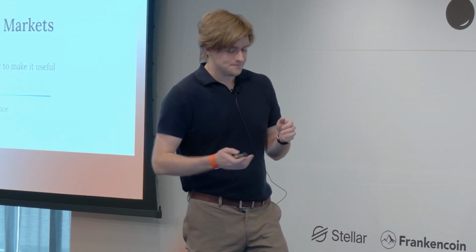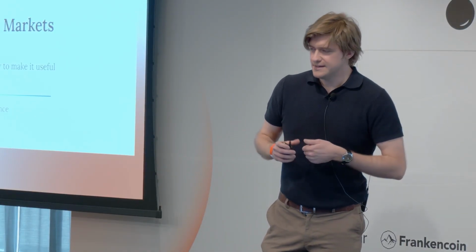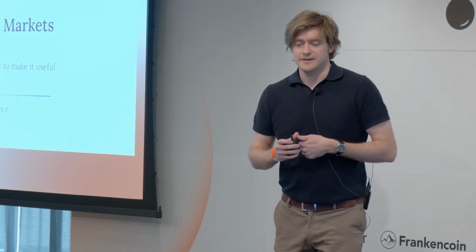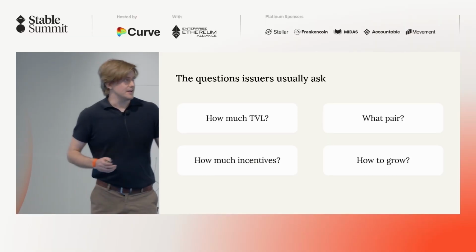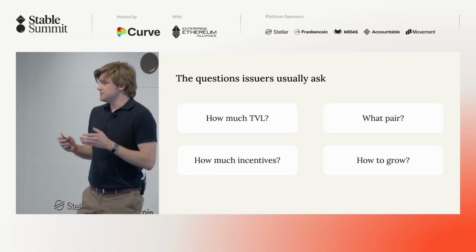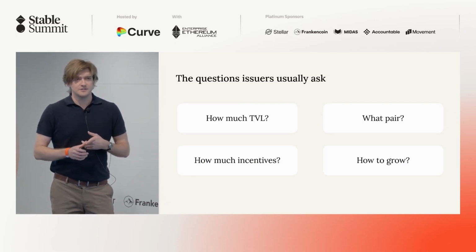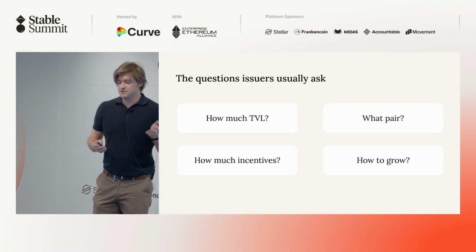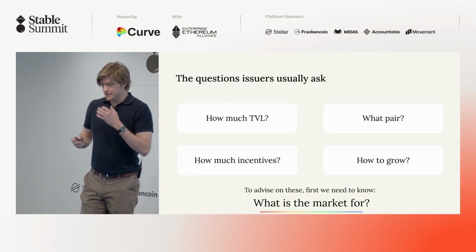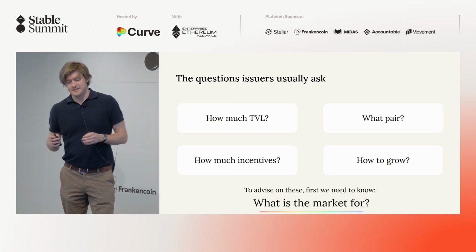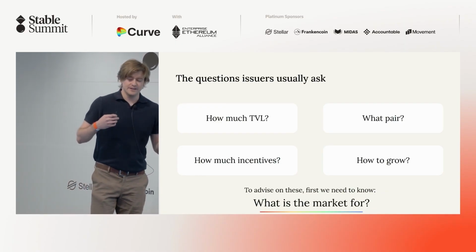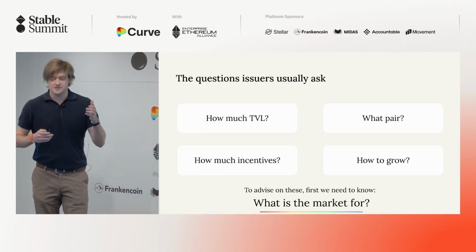So fairly basic. It can be helpful for anyone who's a stablecoin asset issuer, even if you're established or if you're a new one. Some tips and tricks I'll go over. So the main questions we typically get are: how much TVL should you focus on, what should you pair it with, how much incentive should you do, and generally just how to grow. And for us to answer these questions, as Curve Finance, we need to know what the market is for. What are you actually trying to build?